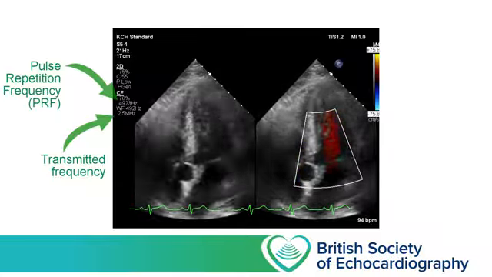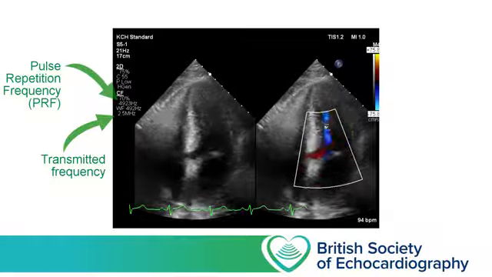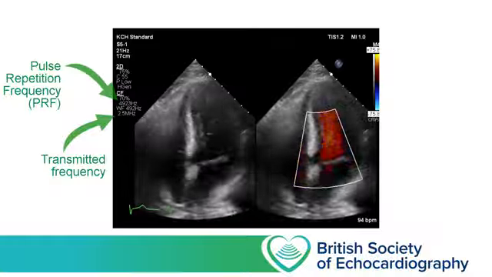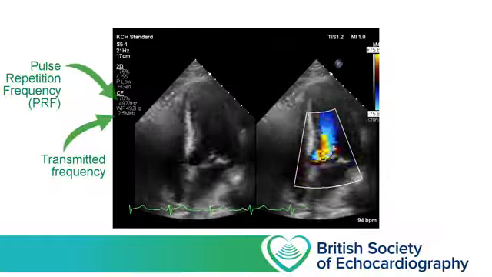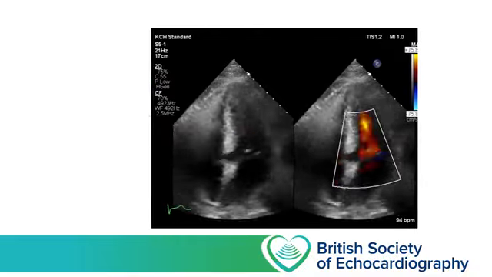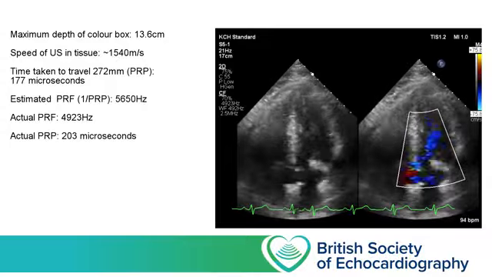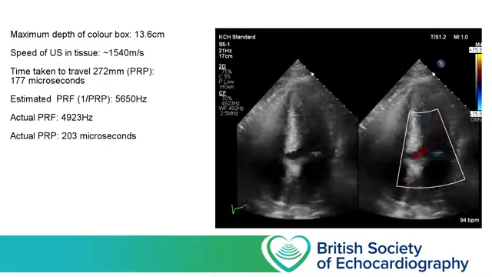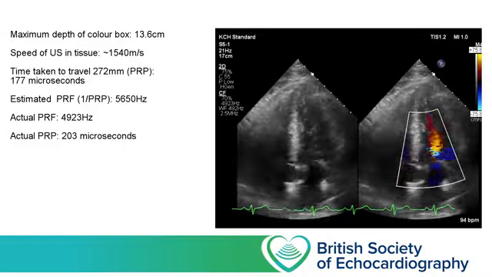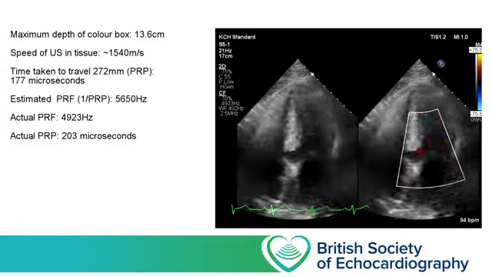That is the number of lines it can draw into and out of the colour box per second, and here it's giving us a value of 4,923 Hz. That is, the ultrasound machine is able to sample the information in the colour box 4,923 times each second. The pulse repetition frequency is limited by the maximum depth of the colour box. So in this example I've placed the colour box such that I'm asking for colour information from a maximum depth of about 13.6 centimeters from the probe.